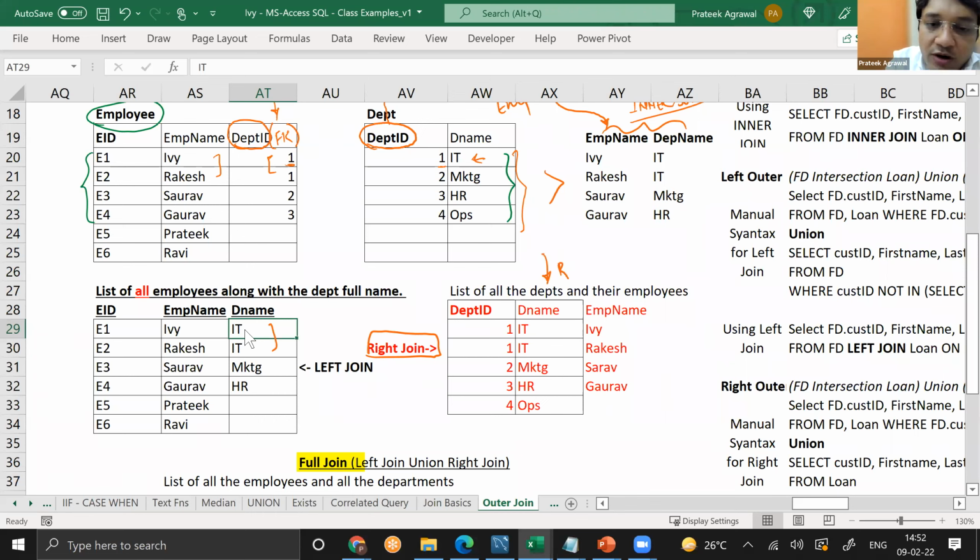In right join, what has happened is it shows all the data from the right table. So all the departments are coming: 1, 2, 3, 4. But since there are 2 employees assigned to this department IT, the department is going to repeat in the output. But if you notice, nobody is assigned to this operations department 4, so this will be blank here. Clear?